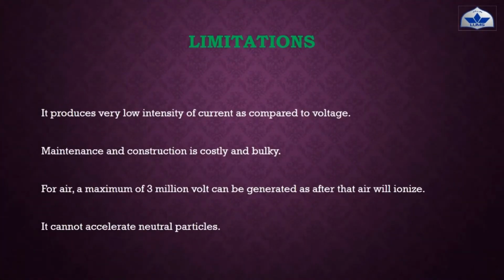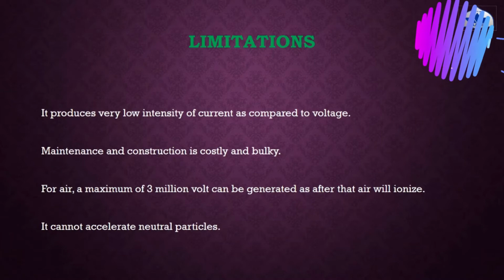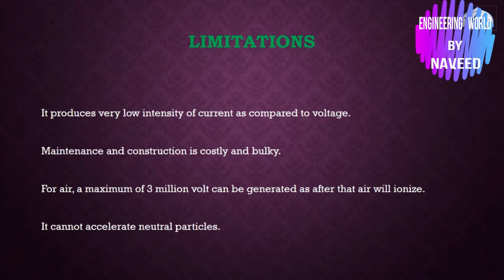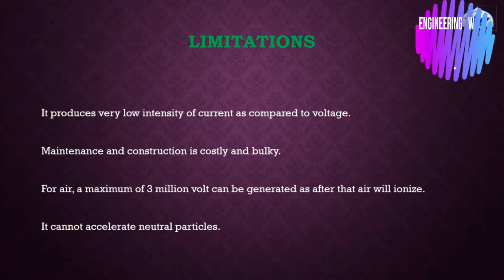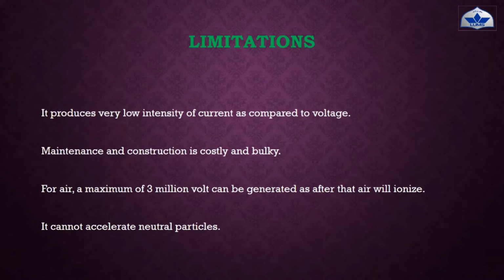So these are the limitations of the Van de Graaff generator. The first limitation is that it produces a very low intensity of current as compared to voltage. The second limitation is that its maintenance and construction are costly and bulky. The third is that a maximum of 3 million volts per year can be generated, as after that the air will ionize. The fourth limitation is that it can't accelerate neutral particles.